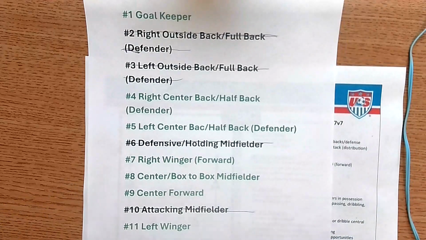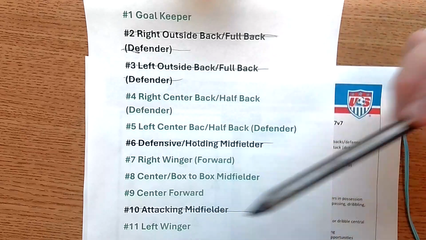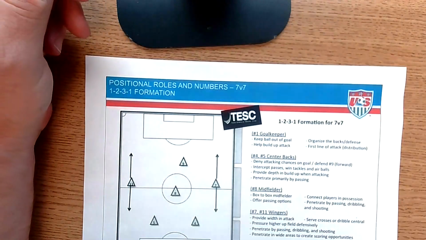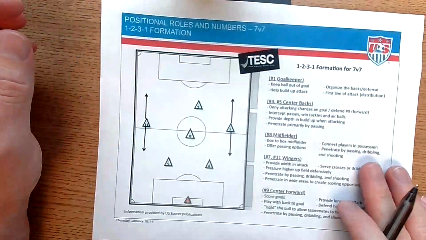But we're going to play with a goalkeeper, a right center back and a left center back, a right winger or a right midfielder, a right winger or a right forward, a center midfielder, a center forward, and a left forward. A lot of times the 7 and the 11 will act more like a midfielder than a forward in this formation, but that is what the numbering system has them classified as.